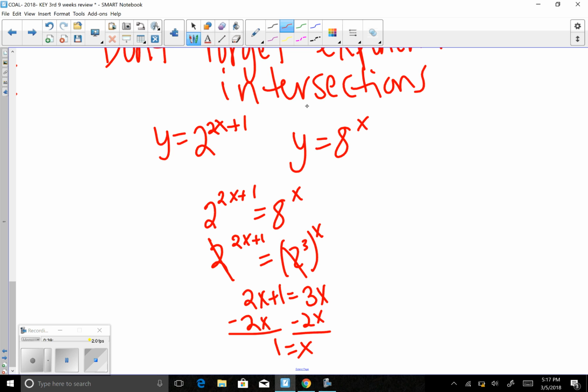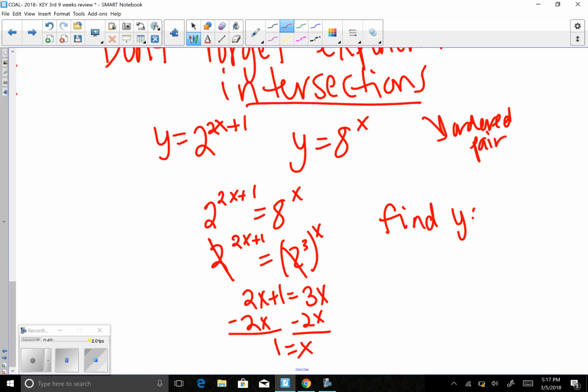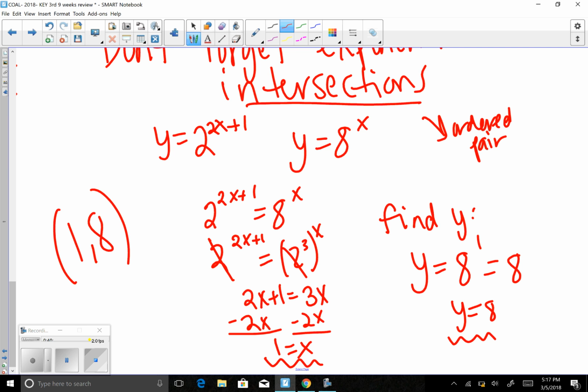Remember, an intersection is an ordered pair. So if you know an x value, you find y by plugging back in. I could plug in 8 to the first power since x is 1, and I get 8. So if x is 1, y is 8, I get an ordered pair of (1, 8). Just don't forget the intersections. Those will be on your test too. So good luck as you study.